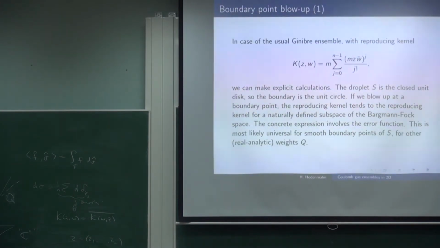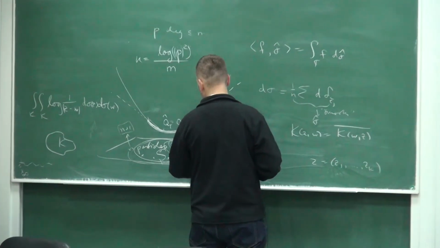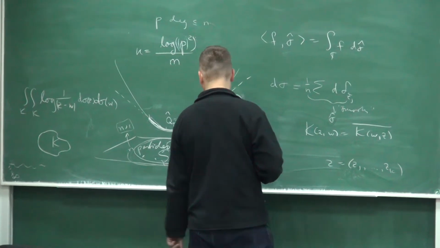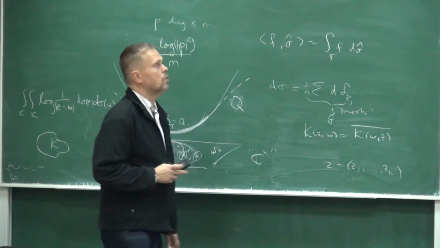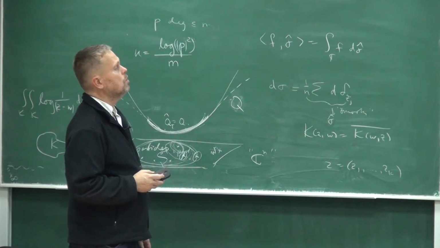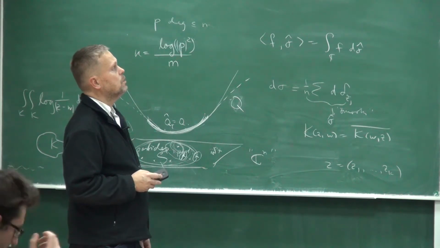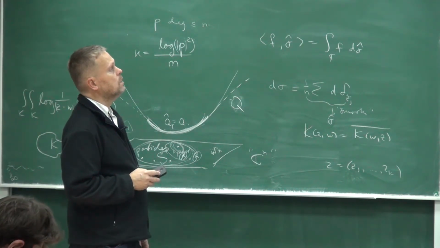Let's see. Yes. Okay, I should say something about boundary behavior, because that's really quite interesting. So what would happen if you were on the boundary, or if you would try to blow up the Bayesian measure when you're near the boundary? Then things are more complicated, but it's still possible to analyze what happens, especially in the Ginibre ensemble case.